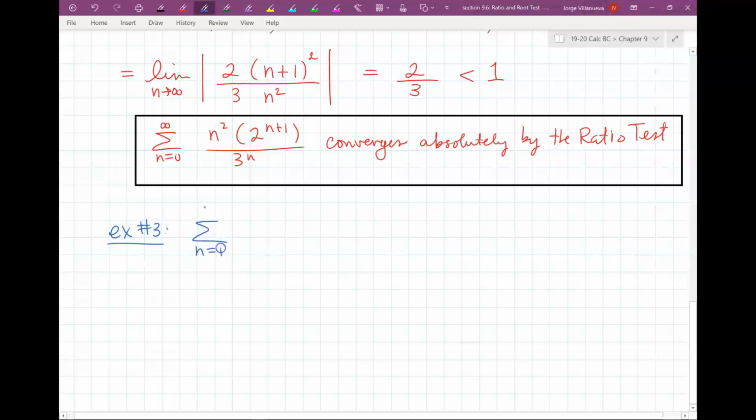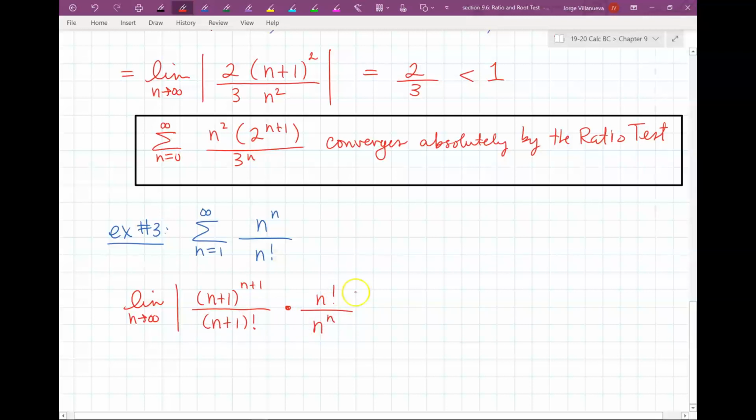The sum as n goes from 1 to infinity of n to the n over n factorial. So again, limit as n approaches infinity of n plus 1 to the n plus 1 power over n plus 1 factorial times n factorial over n to the n. Remember, I multiplied by the reciprocal of the sequence.